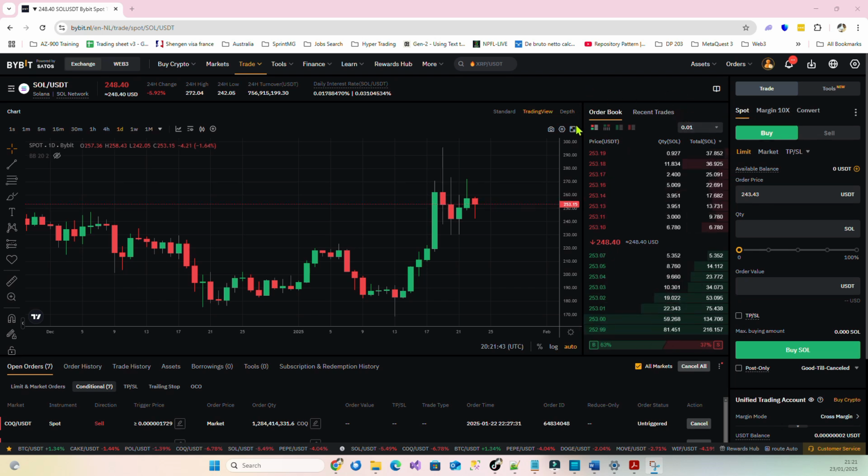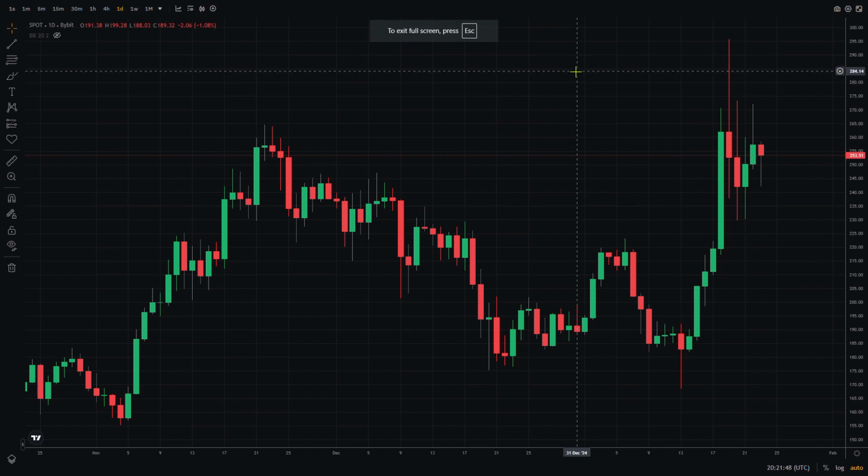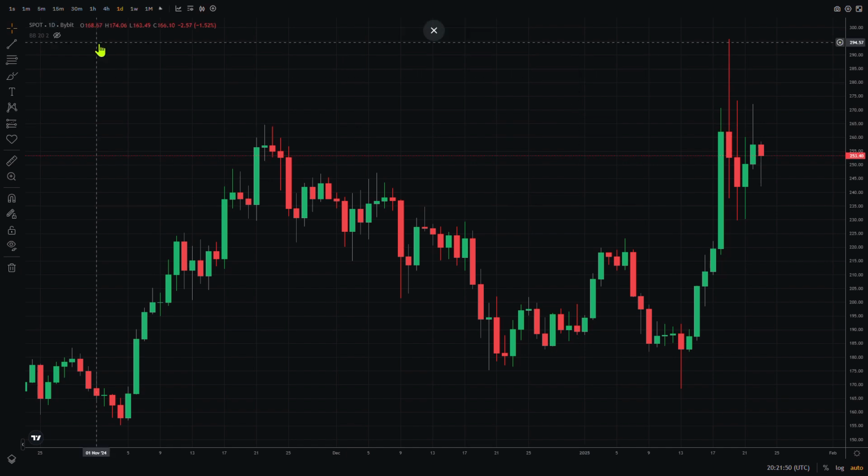So I'm just going to expand this one. And just to remind you, this is the Bybit exchange, which I'm using to show this chart, but it's basically the same in other exchanges, you know, KuCoin, Binance, right? Yes. So you can see now this is the current price of Solana. This is $253.86 right now, right?